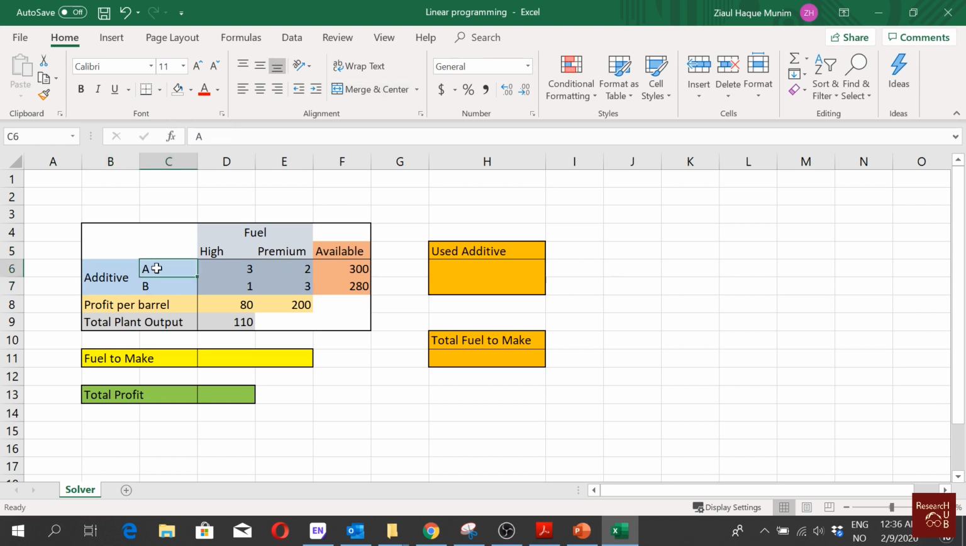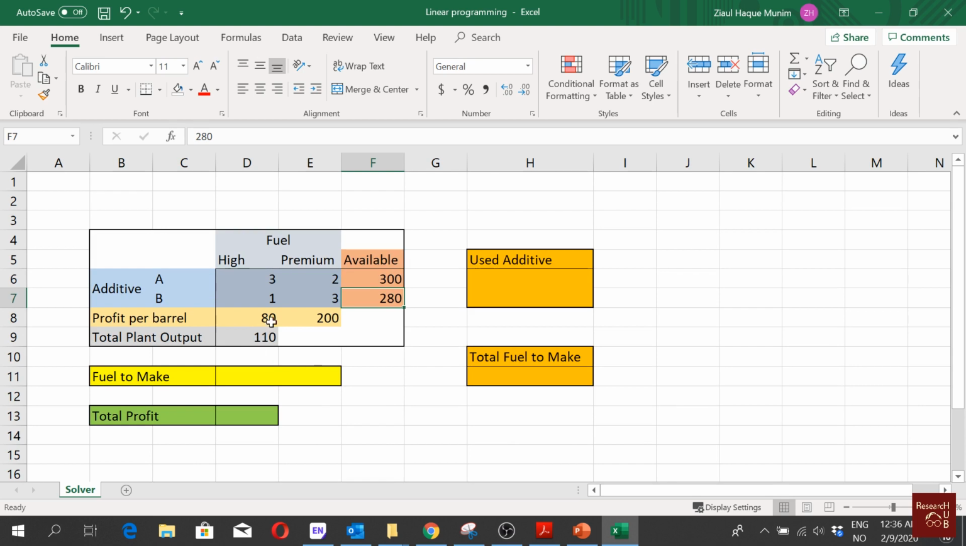And for additive A we have a capacity of 300. For additive B we have a capacity of 280. And our profit per barrel of high that we will sell is 80, and premium we will sell is 20. So that's our profit, and total plant output capacity is 110.